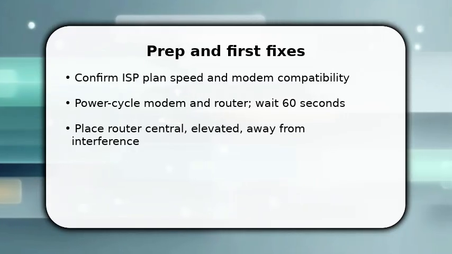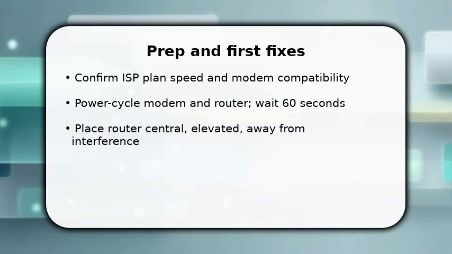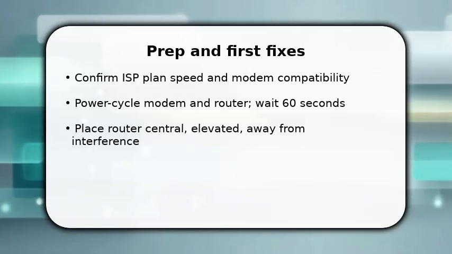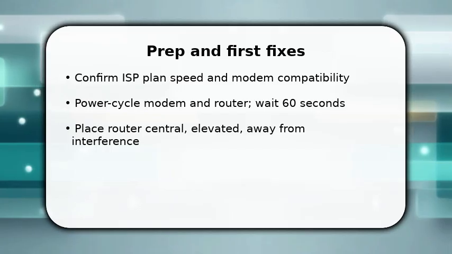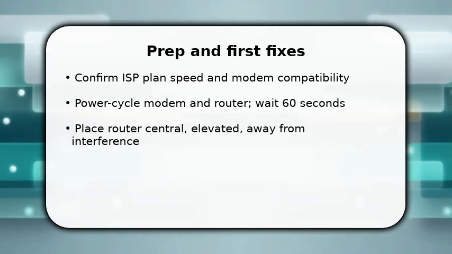While devices reboot, move the router to a central, elevated spot, away from microwaves and cordless phones. Once done, log into the router's admin page using the label or default IP. Change the default password and set WPA3 or WPA2 AES security so you have control before doing deeper adjustments.